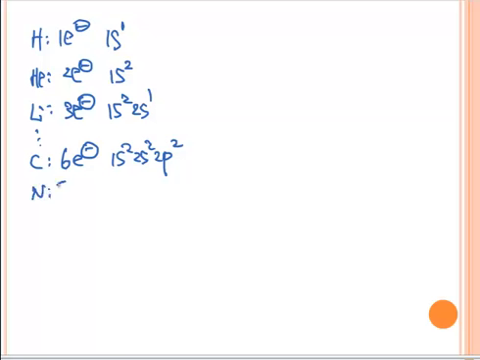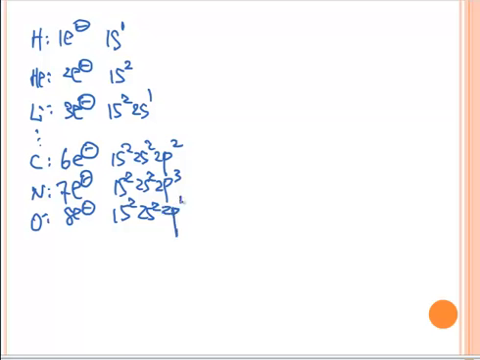For nitrogen, 7 electrons, 1s2, 2s2, 2p3. Remember, the 2p sublevel can take more than 2 electrons because you have 3 orbitals. You can max out at 6. Oxygen, you will have 8 electrons. Then you can keep on going: 1s2, 2s2, 2p4. Fluorine, you have 9 electrons: 1s2, 2s2, 2p5. Hopefully you can quickly get a handle of it.